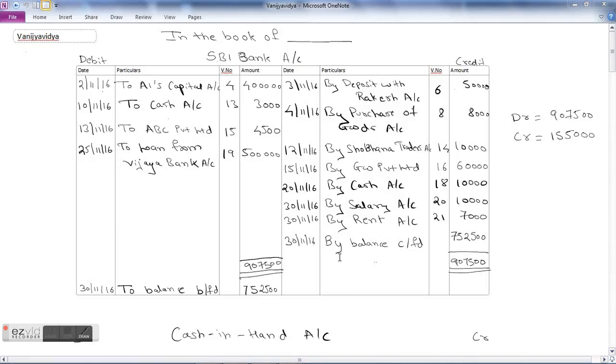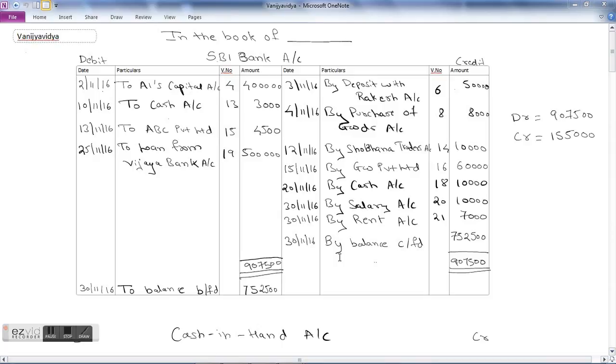Hello everyone. In the last session, we learned how to prepare a ledger account, then how to close a ledger account and derive the opening and closing balance in the ledger account. So in this session, we will be learning how to make a trial balance using the ledger account.